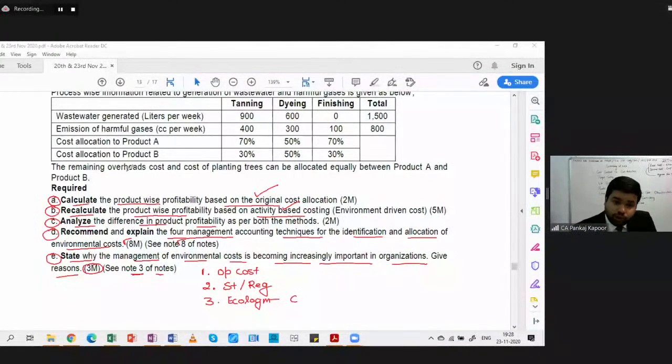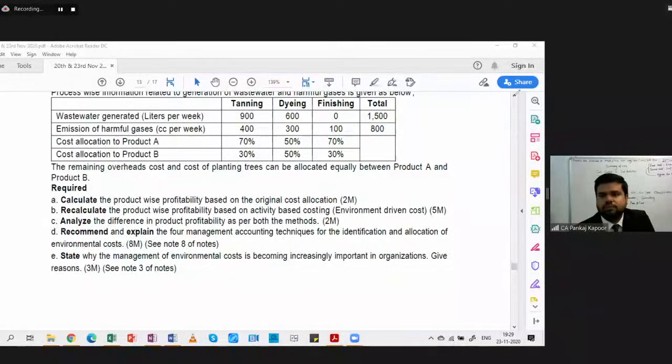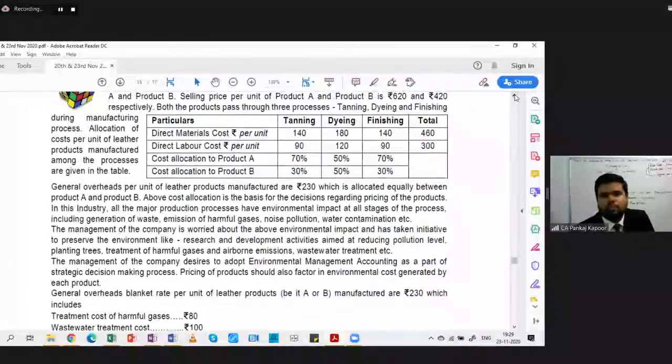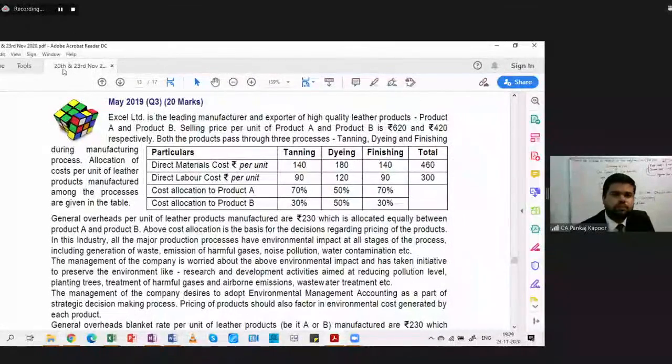So now we are going to read the question in order to answer parts A, B, and C. Okay, friends, read the question along with me. Axel Limited is the leading manufacturer and exporter of high quality leather products, product A and product B. So the Axel company is manufacturing 2 sorts of leather product.